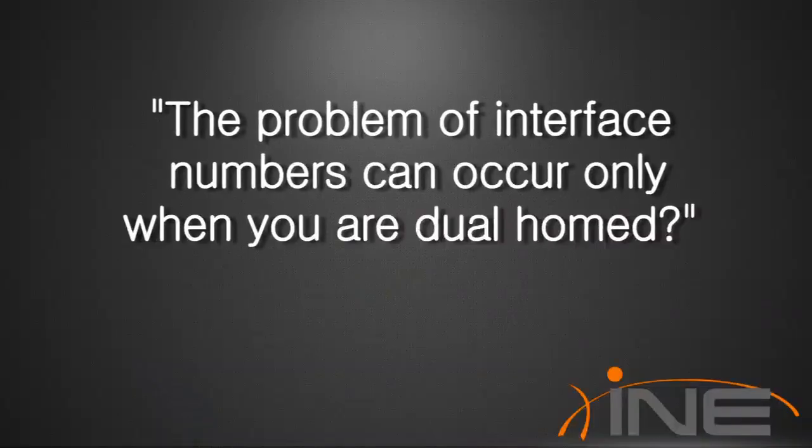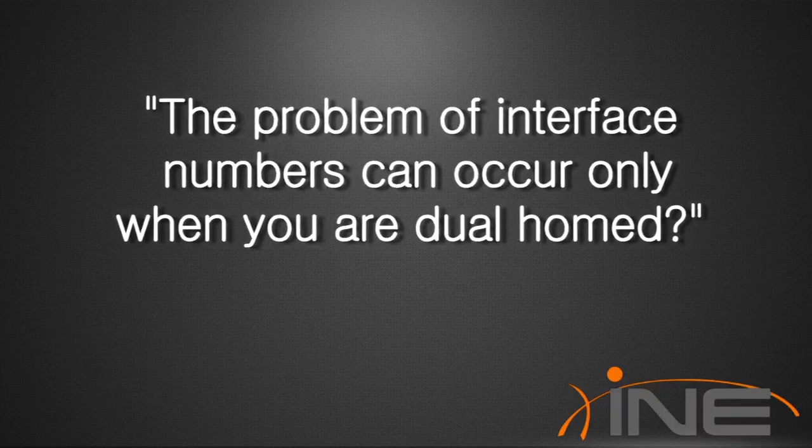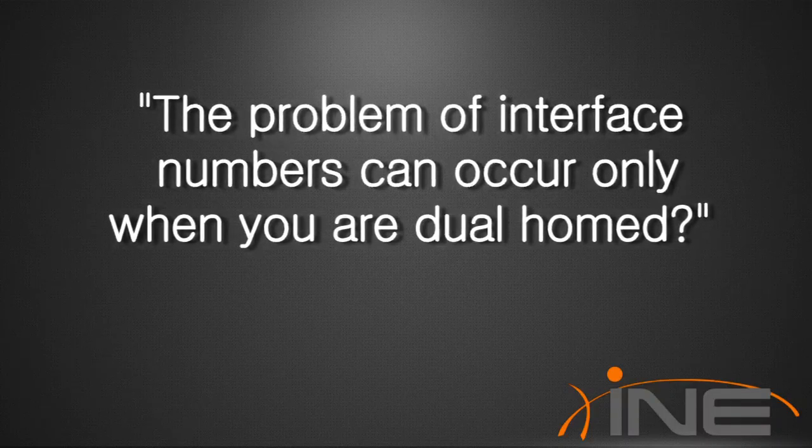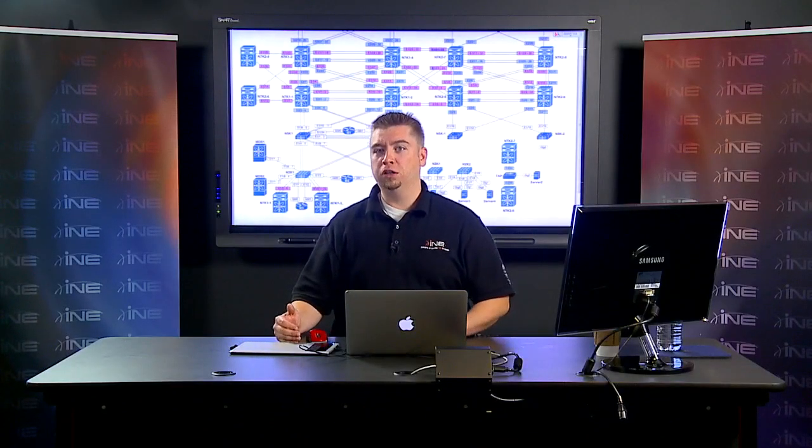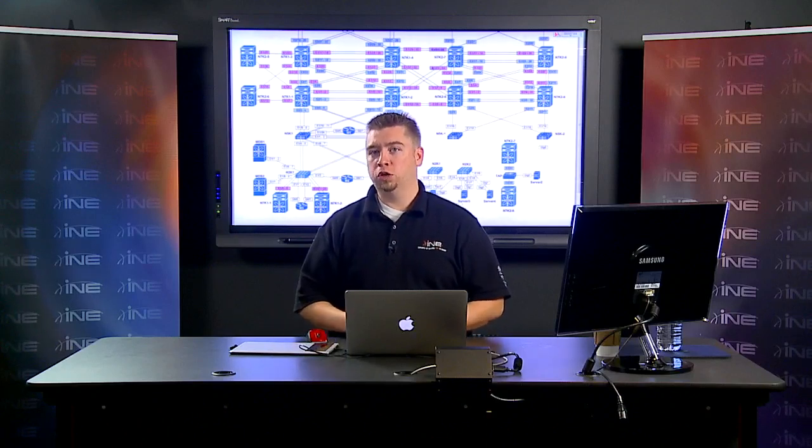There's a question, so the problem of interface numbers can occur only when you are dual homed. Well, the problem with the interface numbers really only occurs if you're doing config sync. So you don't necessarily have to match the numbers if you're doing the configuration manually. We could wire the switches however we want. It's usually for clarity that you do use the same numbers, so it makes the management of the config a little bit easier, but it's not really a strict requirement.